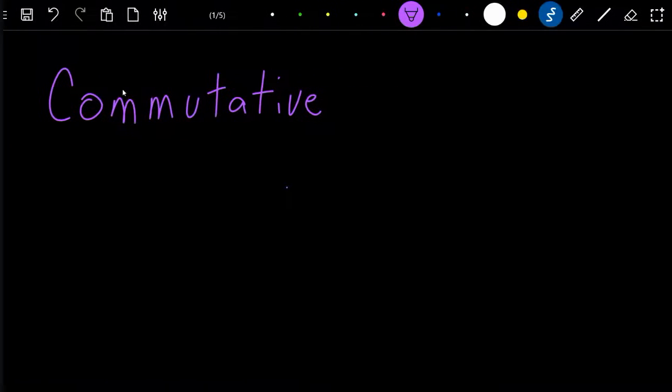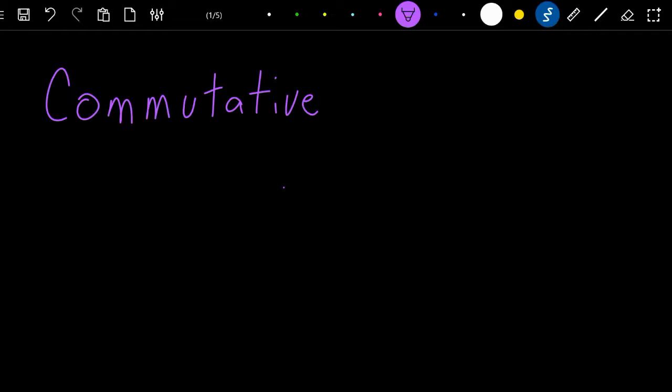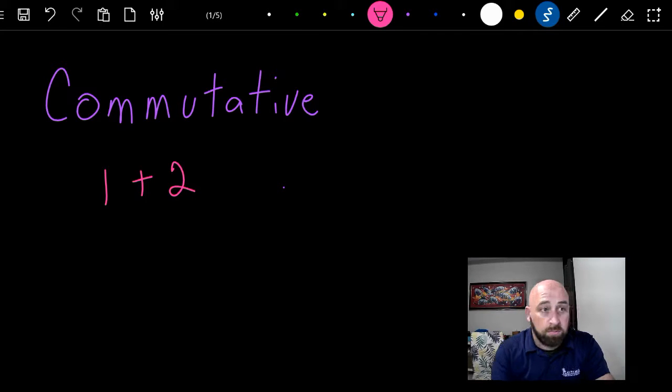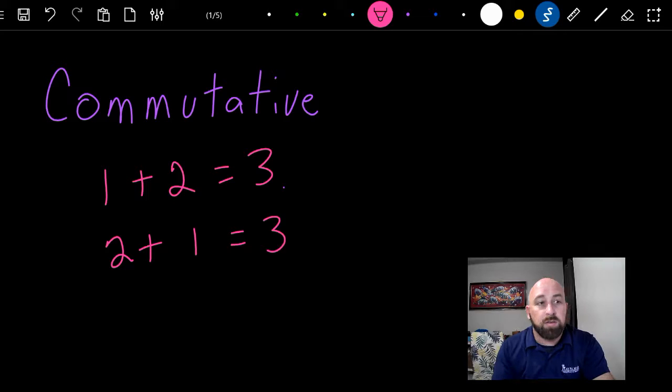Commutative. I've heard some students and even some teachers mispronounce this. Okay? And so that's how you say that, commutative. And the commutative property, here's what it means. You can take 1 plus 2 and you can flip it. You can turn it if you want to, and that obviously equals 3. Or we can say 2 plus 1, and guess what? Yeah, that also equals 3. Ta-da! Okay? And so that's commutative.